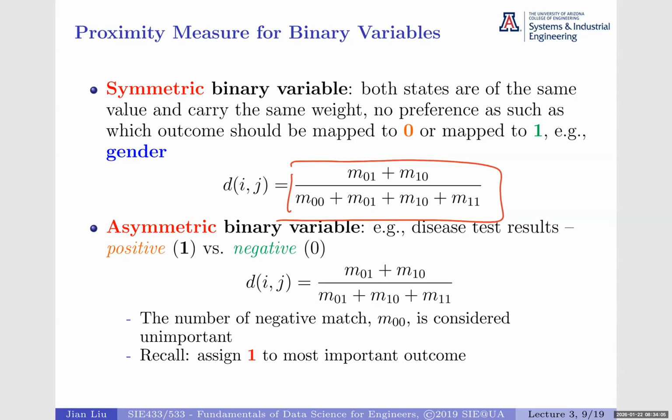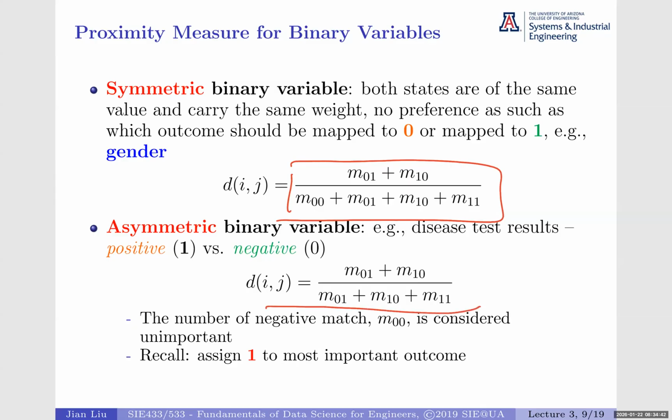Symmetric binary variables. But in many cases, especially for healthcare, asymmetric binary variables are the most often seen variables. For example, test result, positive, negative, right? For some symptom, positive, negative. And for applications, like a bank account, approval or denial, they're different, right? Meaning different things for the applicants. So in that case, we should define this distance in this way.